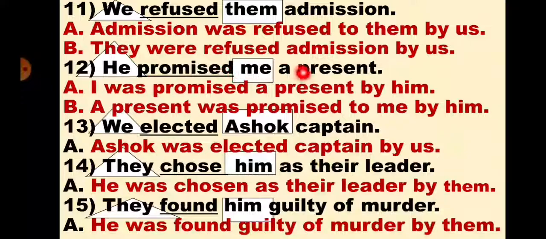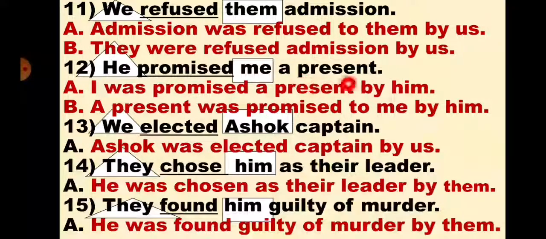12. He promised me a present. He promised what? A present. He promised whom? Me. So here he is a subject, promised is a verb, me or a present you can take as an object. If you are taking me as your object, when it comes into a subject place it will change into I. I is a singular so we'll use verb was. Promised already is in the third form, so same we are going to write here. I was promised a present, add by, and he will change into him when it comes into an object place. I was promised a present by him.